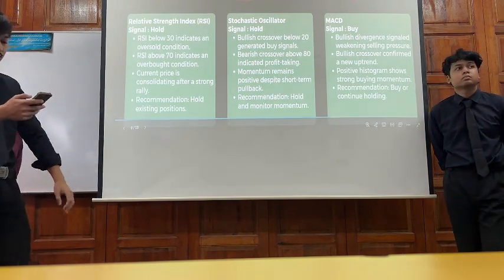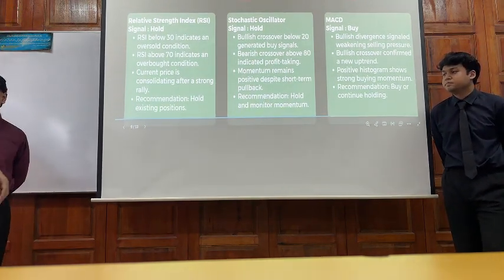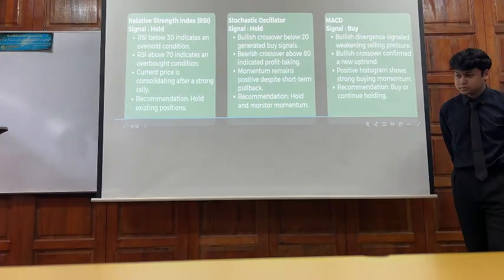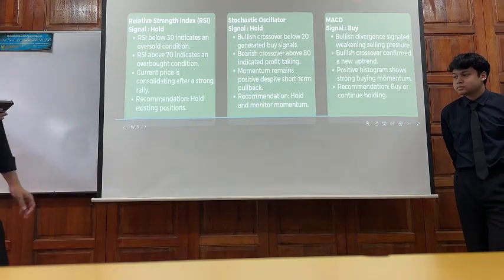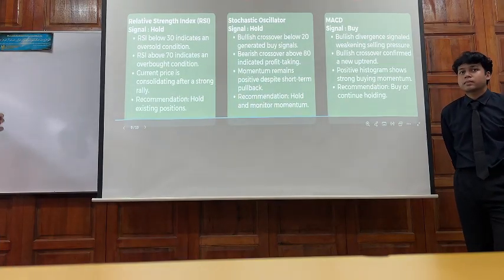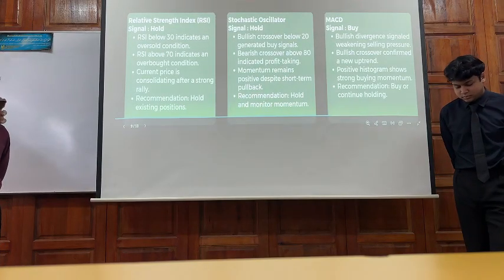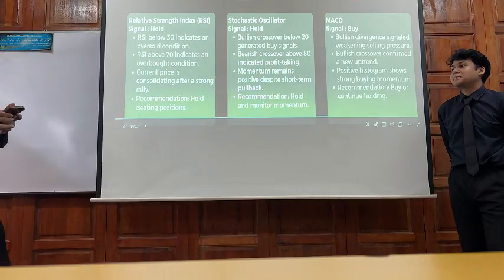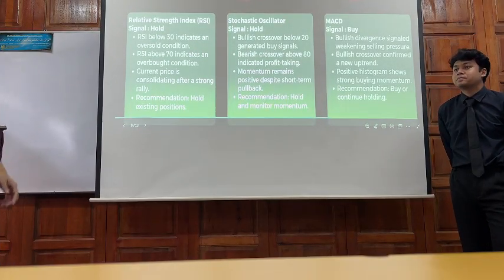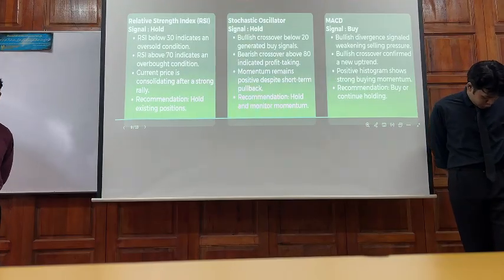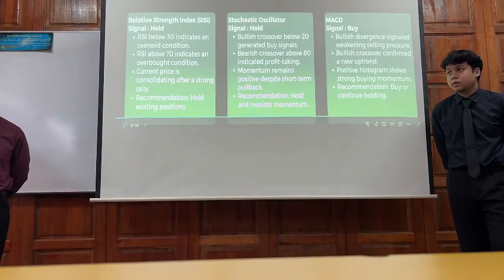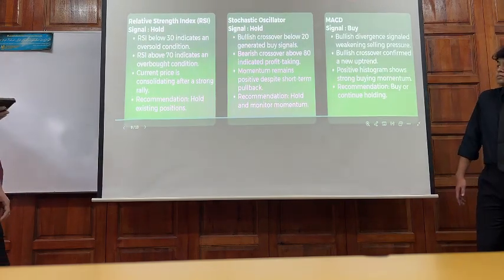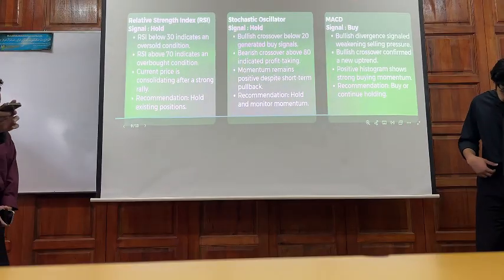So the first one is the relative strength index (RSI). The signal here is hold. Usually, if the RSI goes below 30, it means the stock is oversold. If it goes above 70, it means it is overbought. Right now, the price is just consolidating or moving sideways after a very strong upward rally. Because it is resting, the recommendation is to hold the position you already have.